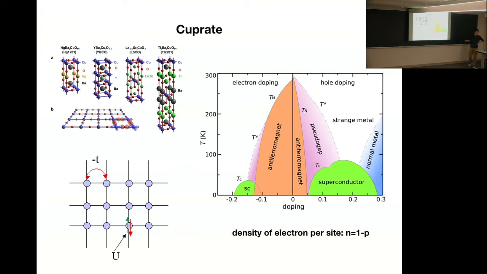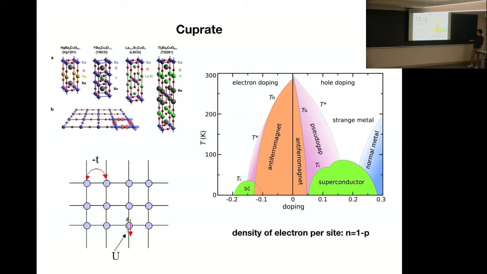The amazing thing happens when we dope this Mott insulator. Look at this phase diagram. There are two different kinds of doping: you can increase the number of holes or increase the number of electrons. The right side is called hole doping, and we will focus on this side. It means the number of electrons per site is changed to 1 minus p, where p is the doping level. You can see that when you dope it, you actually find a superconductor, and this superconductor has a very high Tc. That's the initial interest.